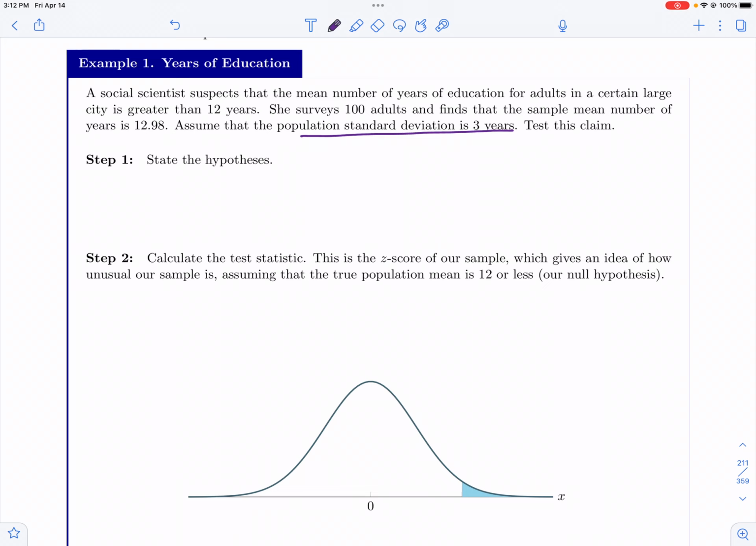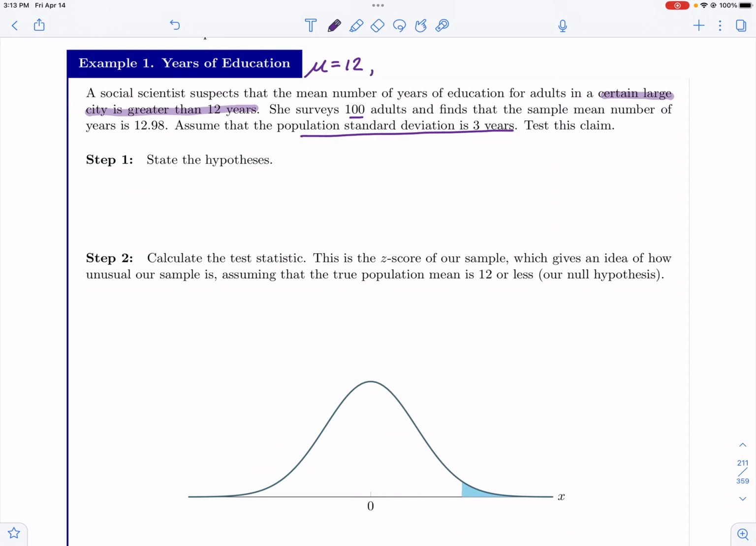We've got a lot of numbers going on here, so we do want to make sure we identify all the different parts and what they mean. The 12 that we're talking about, this certain large city is greater than 12. This is going to be related to our claim. That's actually the claim that we're trying to solve in this case, so that's going to be related to our alternate hypothesis when we get there. This 12 is referring to the population mean, and it's going to go into step 1.